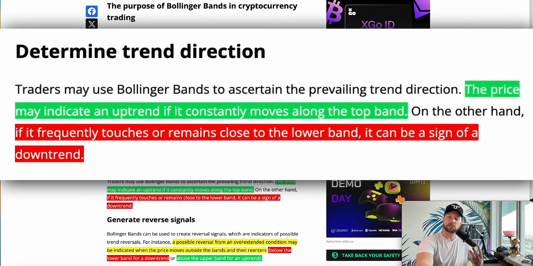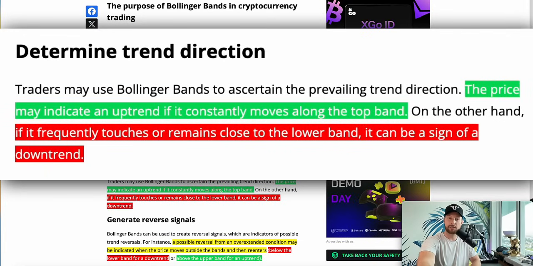Now, number 3 is determining the trend direction to understand what's the most likely scenario to happen next, because using Bollinger Bands to ascertain the prevailing trend direction, based on the price, indicates an uptrend if it is constantly moving along the top Bollinger Band. On the other hand, if it is frequently touching or remaining close to the lower band, it can be a sign of a downtrend.